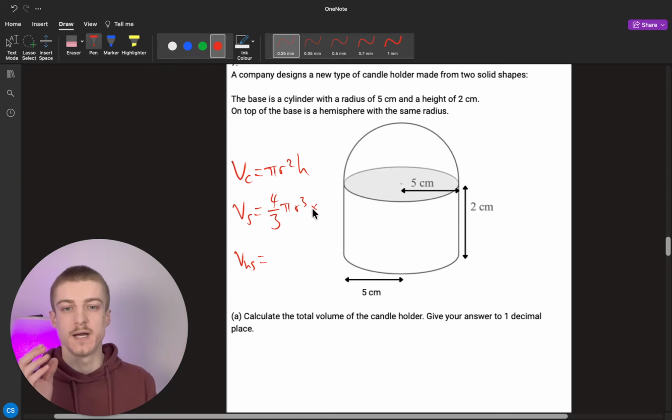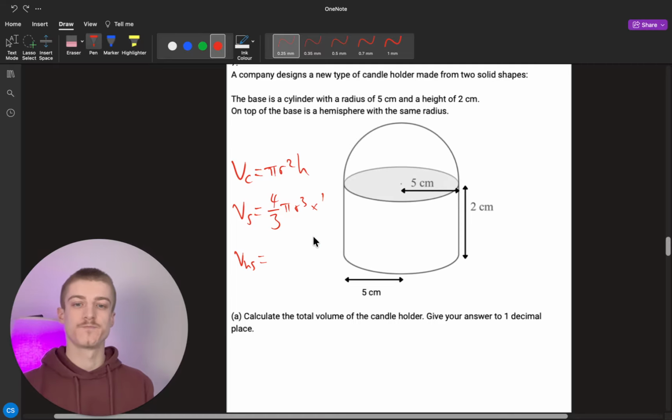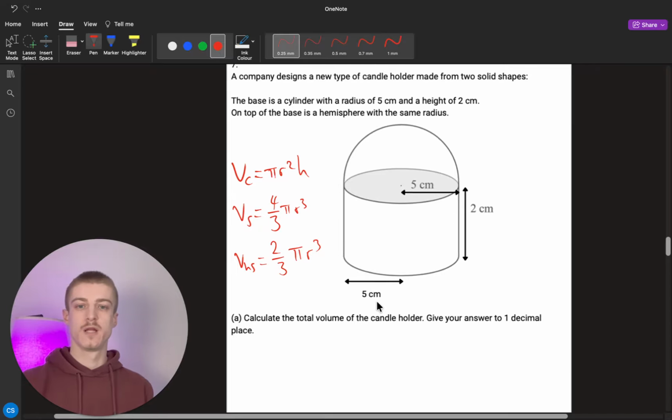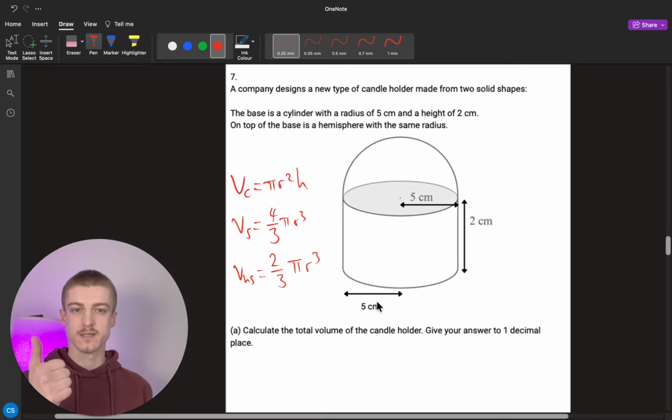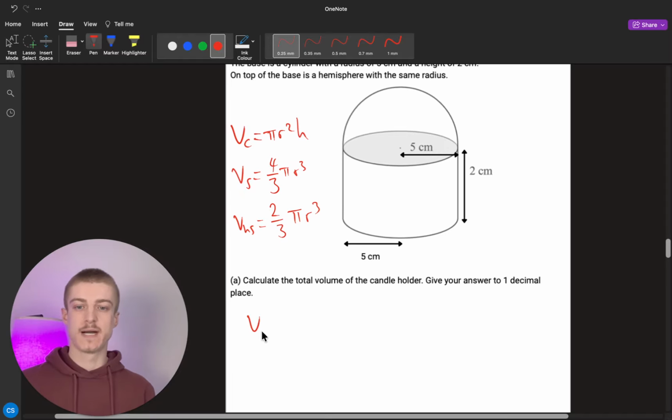Now we have the radius, which is 5 centimeters, and we have the height, which is 2 centimeters. All we need to do is substitute our values in. So I'm going to combine those equations. The total volume, VT, is pi r squared h plus 2 by 3 pi r cubed, which is pi bracket 5 squared bracket 2 to substitute, plus 2 by 3 pi bracket 5 cubed. And this can just go straight into your calculator.